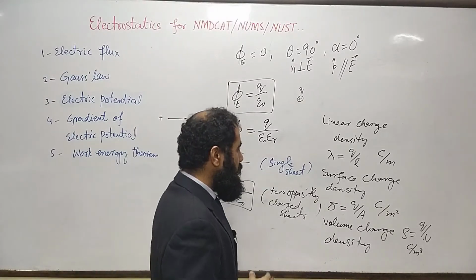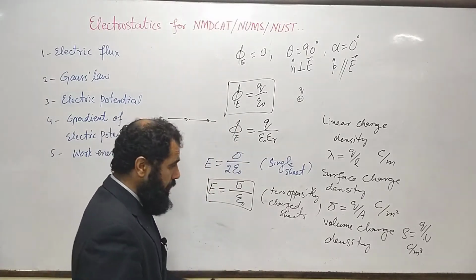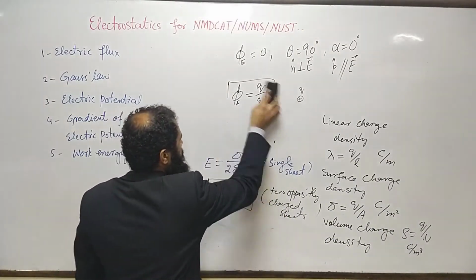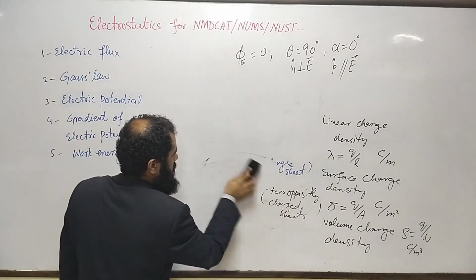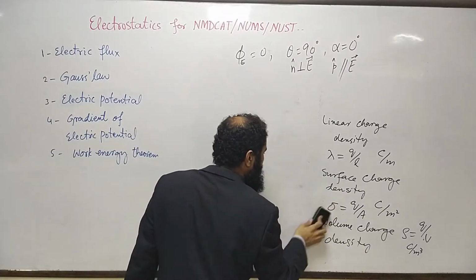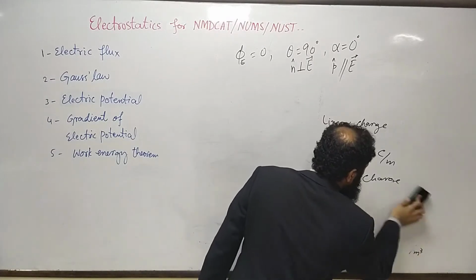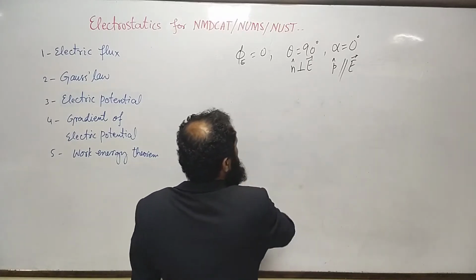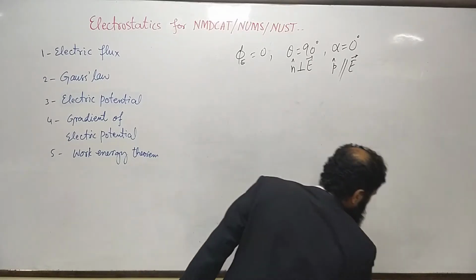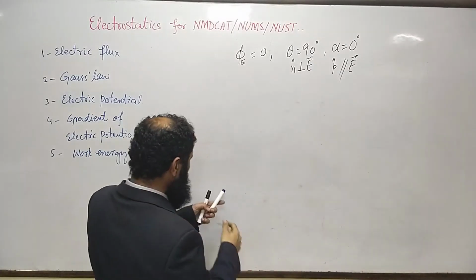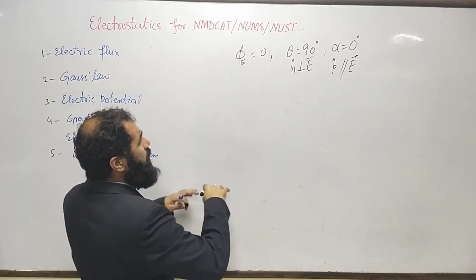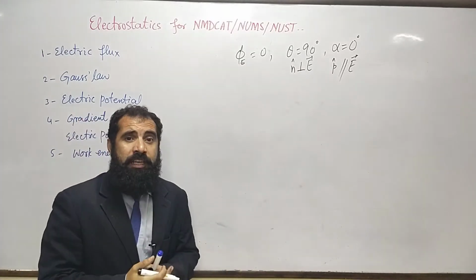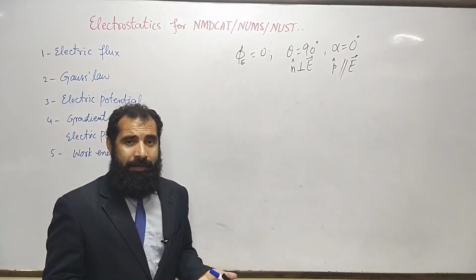What is the situation when we have some closed surface? Let's suppose, as I told you, we always use some Gaussian surface to solve the problems using Gauss law. So what do we do? If you have some closed surface, by closed surface I mean any surface that has more than one normal.